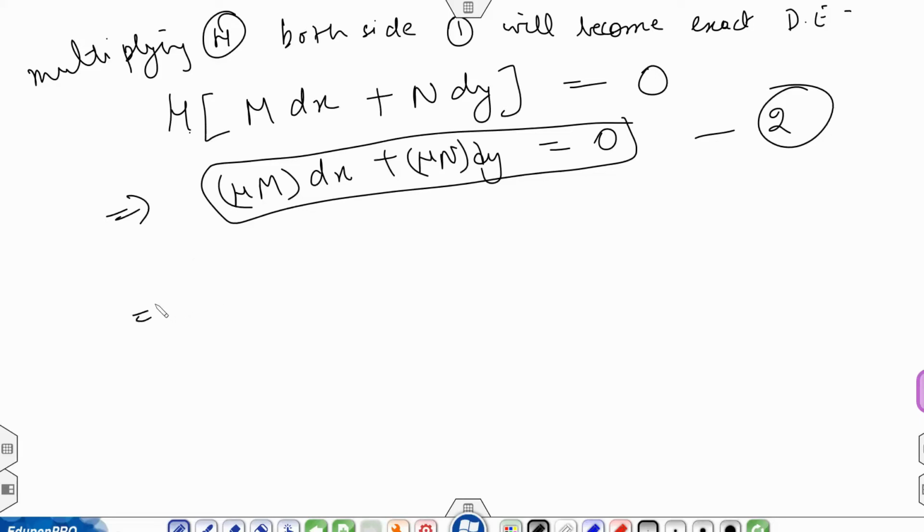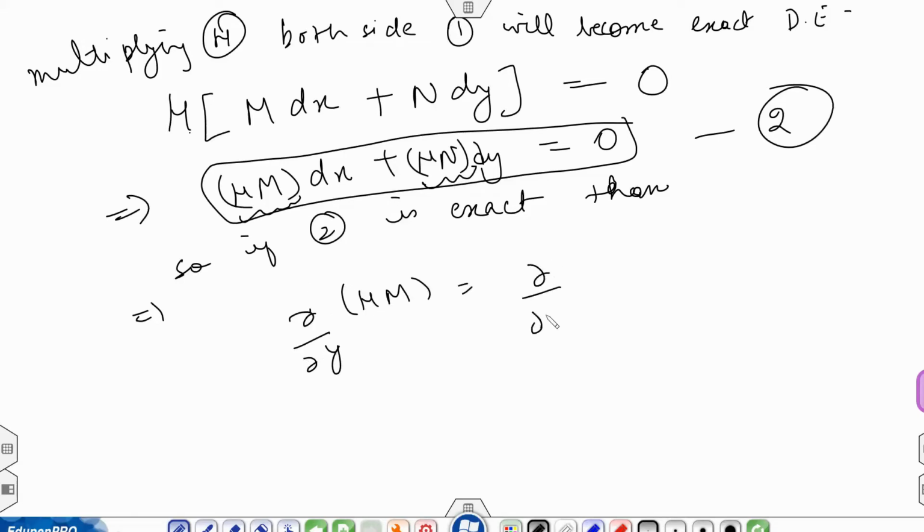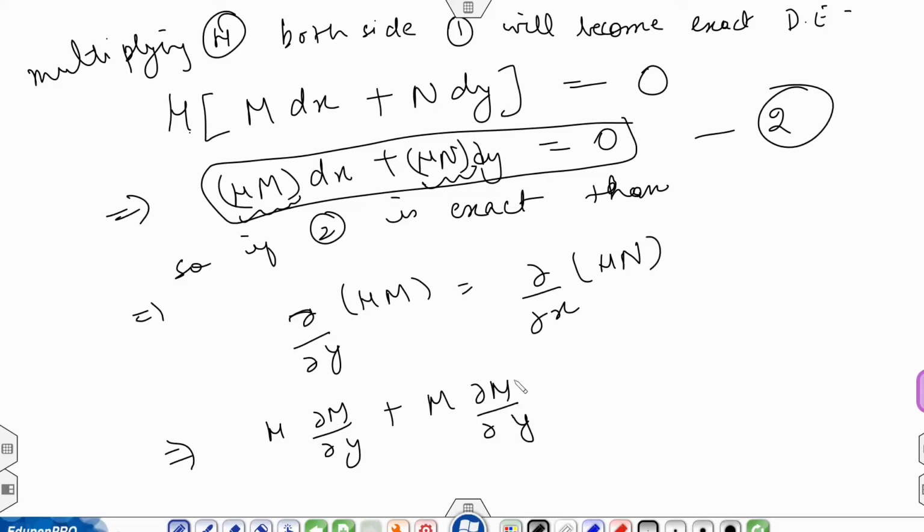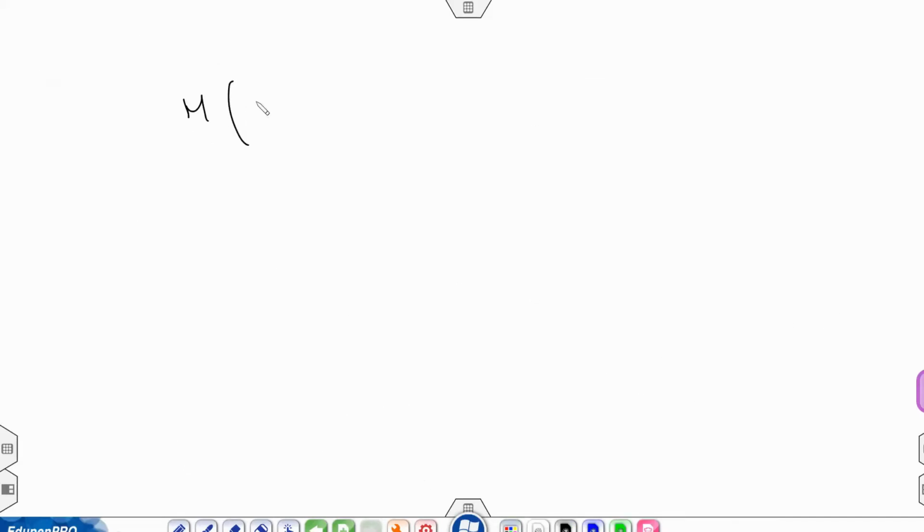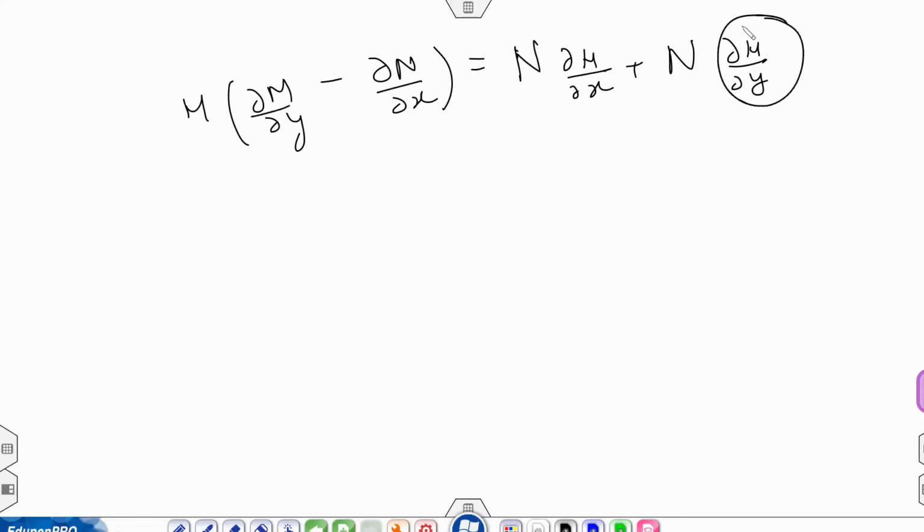So if it is exact, this will be my M and this will be my N. So ∂/∂y of mu M will be equal to ∂/∂x of mu N, because now it is exact. Just differentiate by parts and you will easily see that you get this. This is my mu and this is my M. Now further simplifying, since mu is a function of x, this term will go to 0.